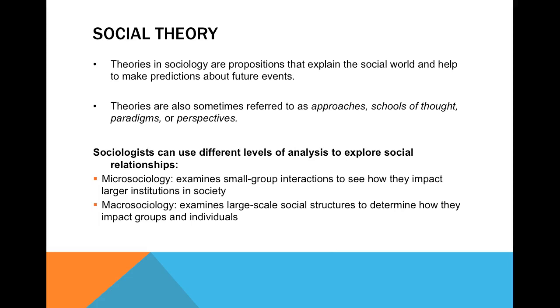So, theories in sociology are propositions that explain the social world and help to make predictions about future events. Theories are also sometimes referred to as approaches, schools of thought, paradigms, or perspectives. When you hear somebody saying that's a sociological paradigm or that's a sociological perspective, they're just saying theory. That's all they're saying. They're just using a different word for it.